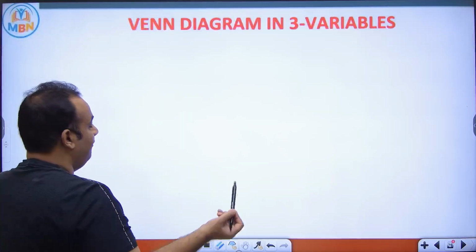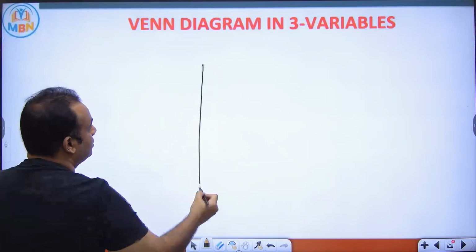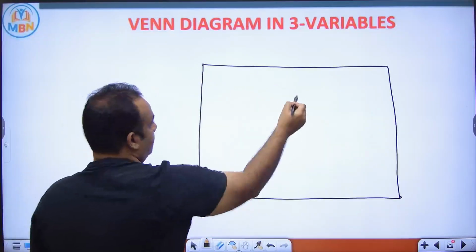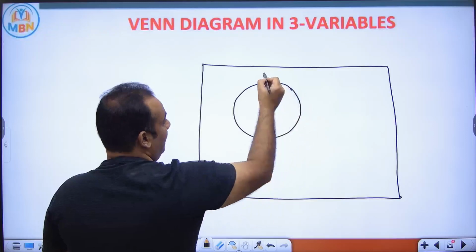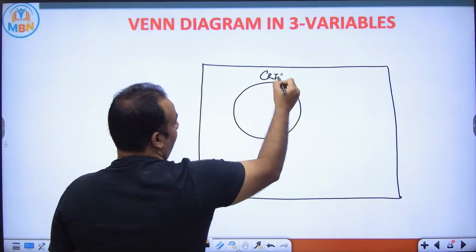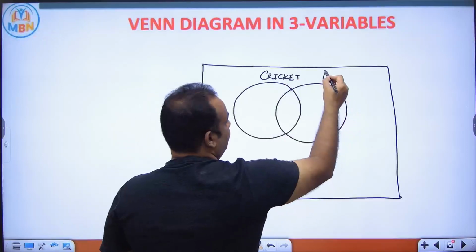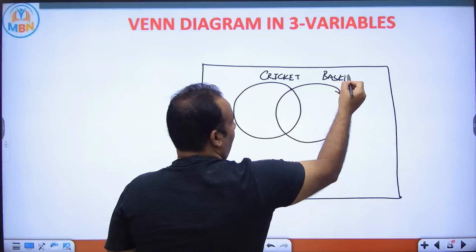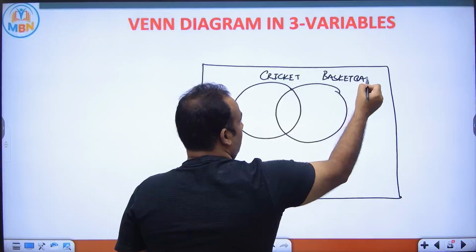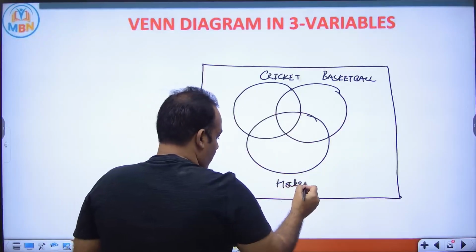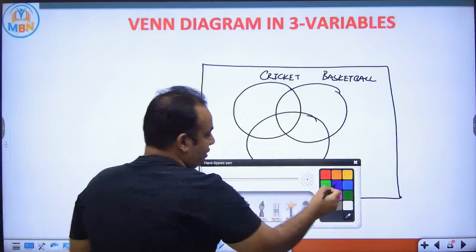Whenever the question is on three variables, suppose I take a rectangle. Let the first circle represent all those who play cricket. The second circle represents all those who play basketball. And the third circle represents all those who play hockey. Now, there are a total of 8 regions.